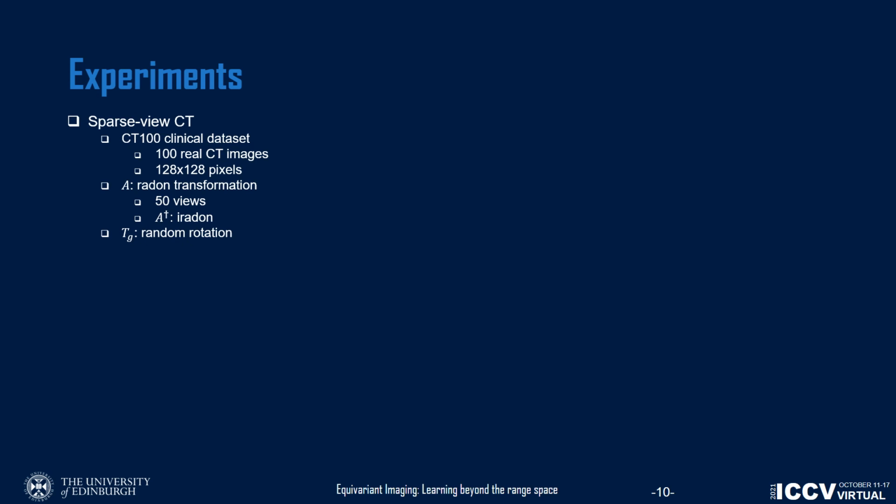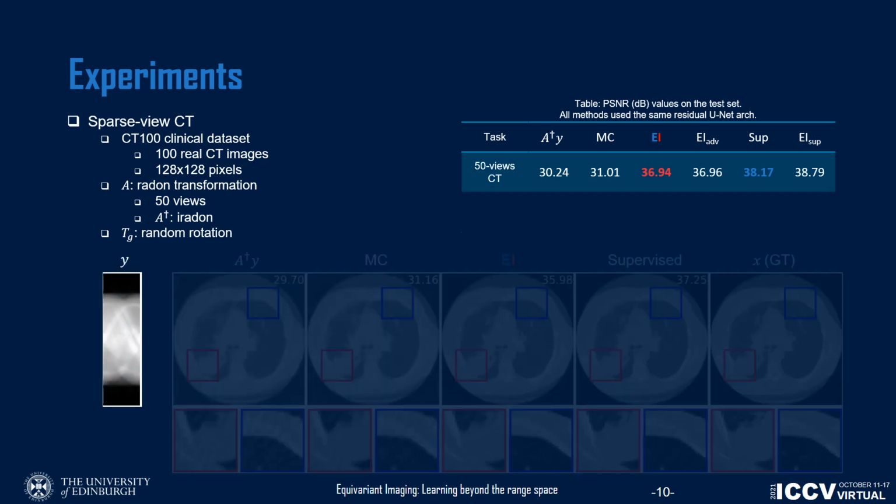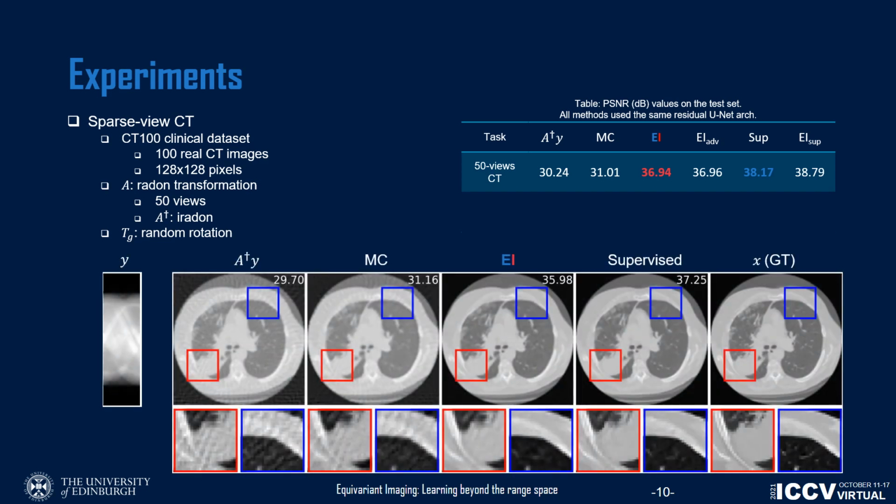We evaluated the performance of EI for the sparse-view CT image reconstruction task. We trained different models on the real CT100 image dataset. We used the 50 views radon transform as the forward model and the FBP as its pseudo-inverse operator. We applied the random rotations as the transformation group. As can be seen, firstly, the EI algorithm works as well as the fully supervised trained model. Secondly, the EI reconstruction is 7 dB better than the pseudo-inverse reconstruction. This clearly demonstrates the correct learning of the null space component of the image.